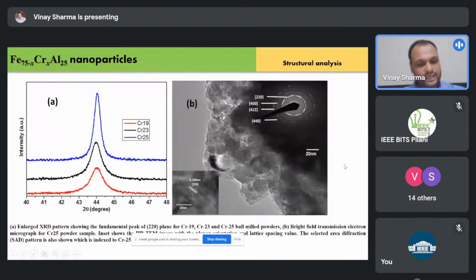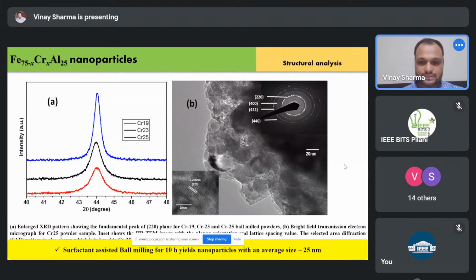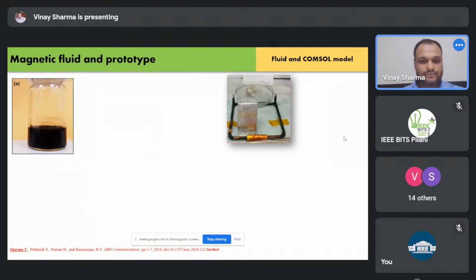So we created these magnetic nanoparticles now, and their range was between 5 to 10 nanometers. So we started from the bulk and created magnetic nanoparticles. And then, as I told, various applications can be there.